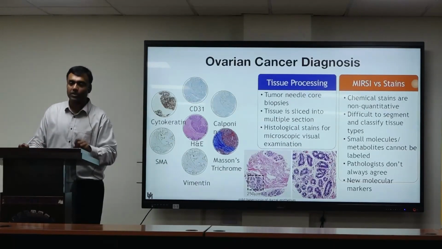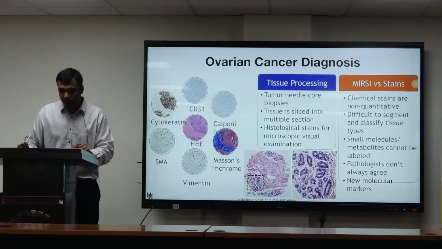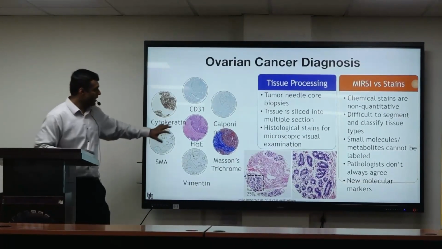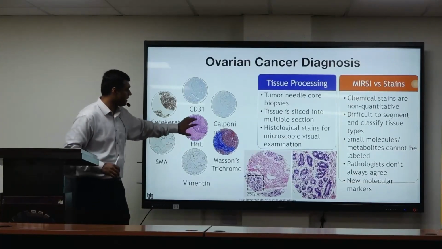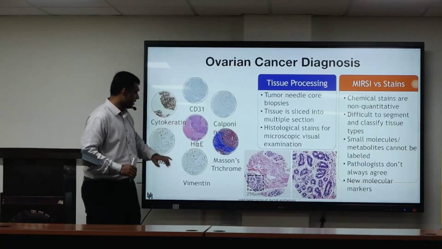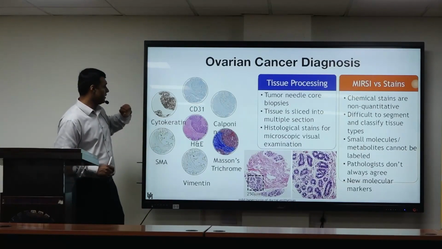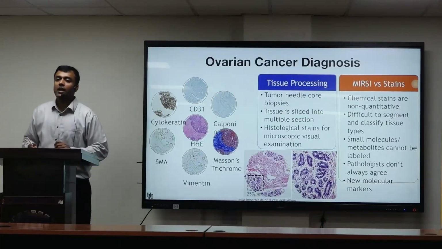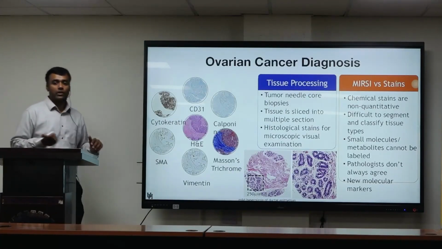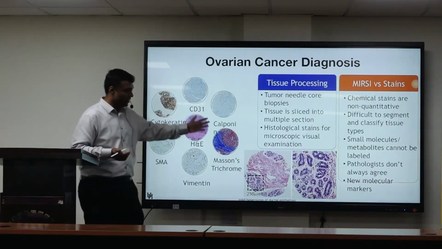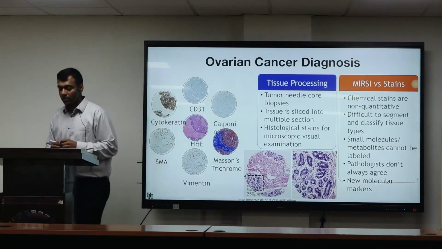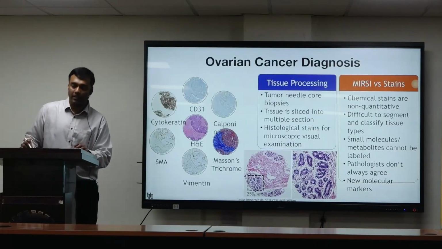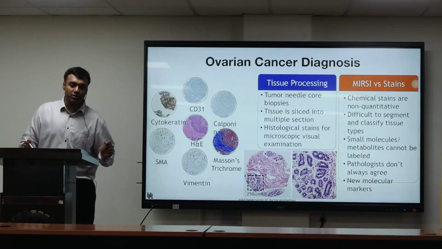They take a piece of tissue from the ovary, and they cut a bunch of slices. Each slice they put different stains: H&E stain, Masson's trichrome stain, Vimentin, cytokeratin, CD31, all these different stains. And a doctor called a pathologist will look at all these images under a microscope and decide whether this is cancer, and whether it is low grade, medium grade, high grade, or more specifically grade 1, 2, 3, 4.